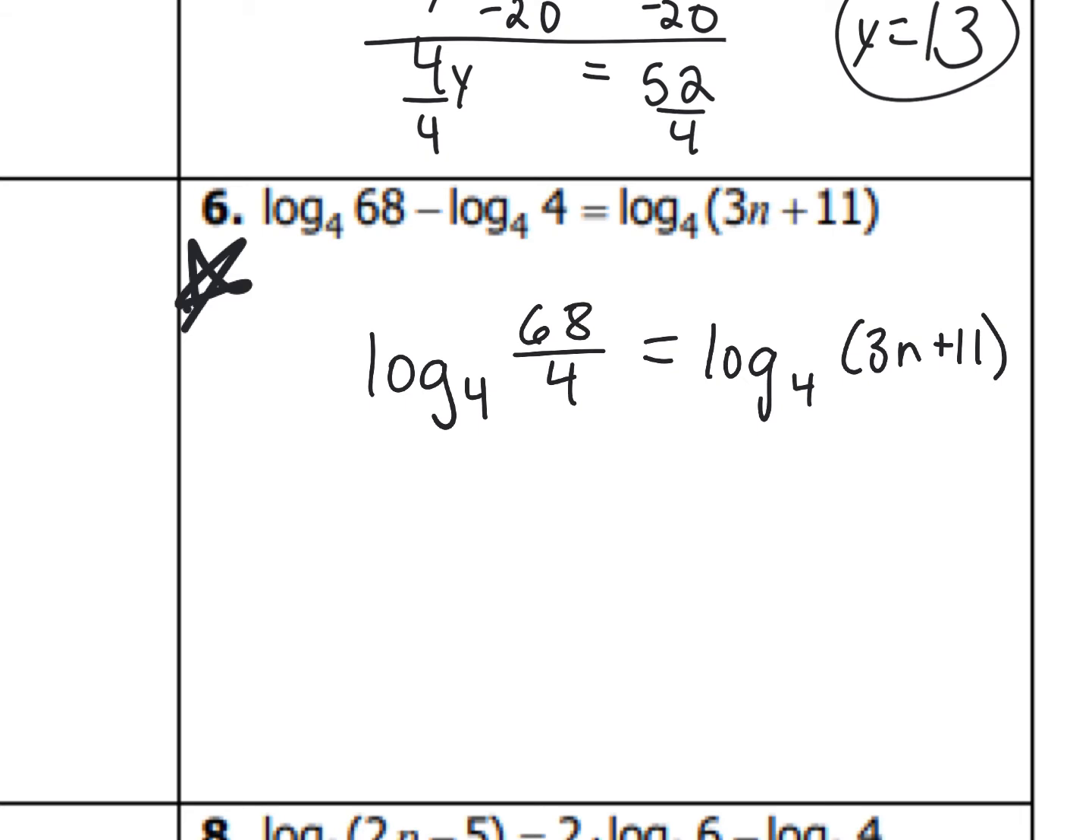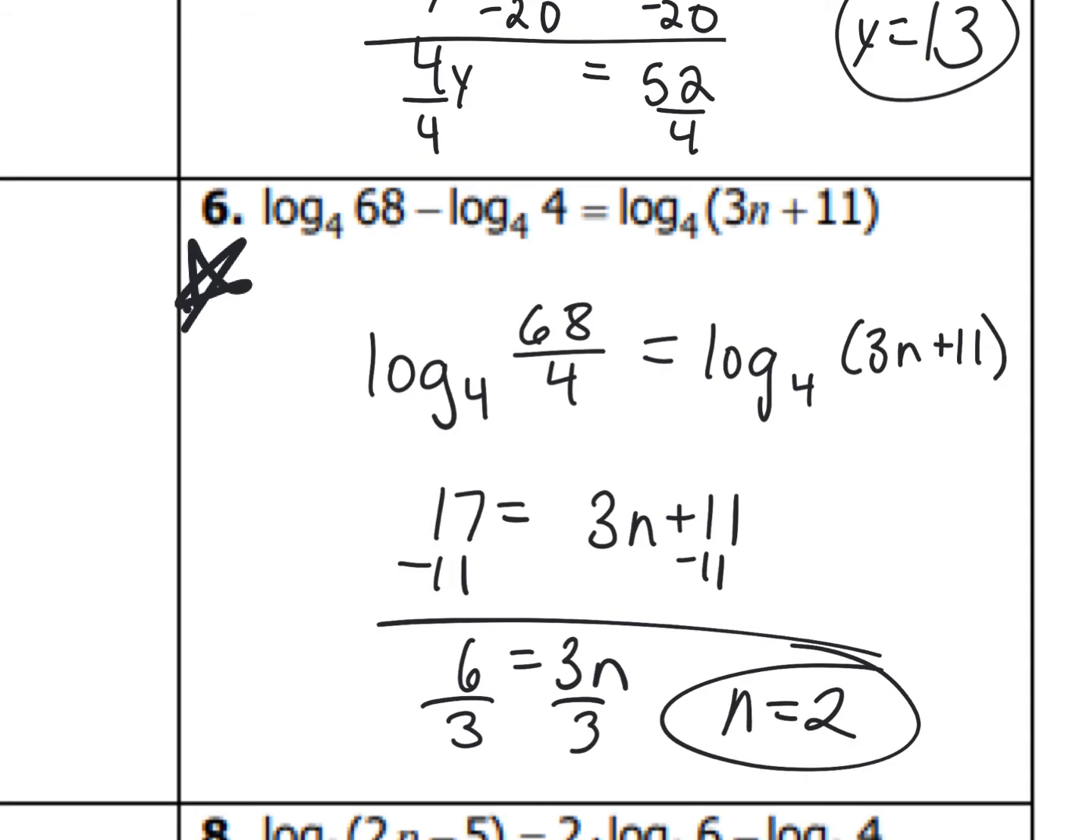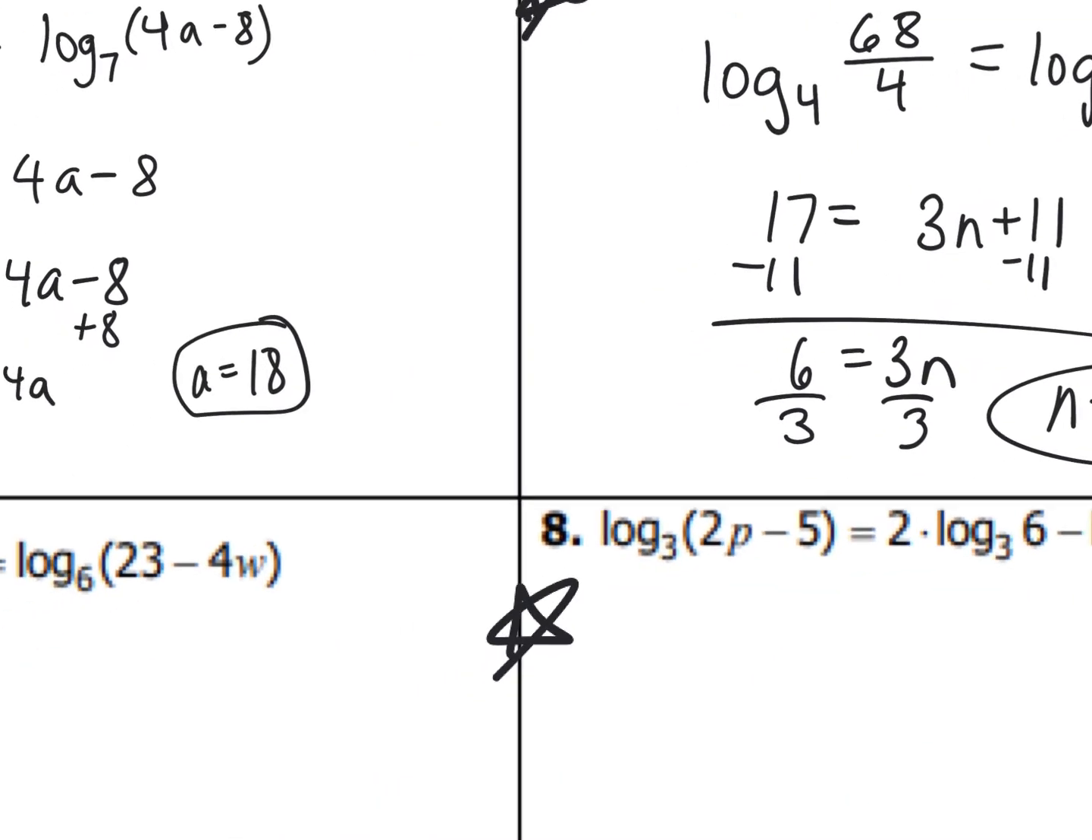Do I have 1 log on each side now? Yes. Got rid of all my rules. Okay, so now what is my equation? 17 equals 3n. Where'd you get 17? 68 divided by 4. Yep, you can go ahead and simplify it there. Good deal. So then you did what? Raise your hand if you got that. Cool. All right. Good deal. Anybody have a question on that before we move on?